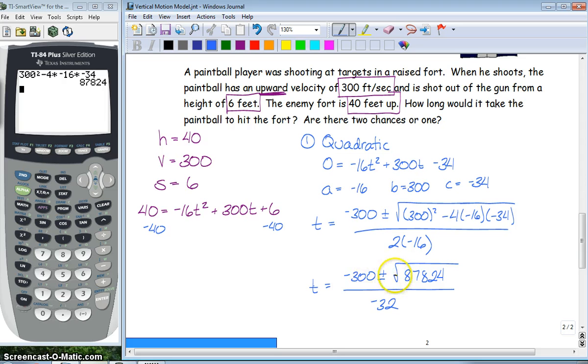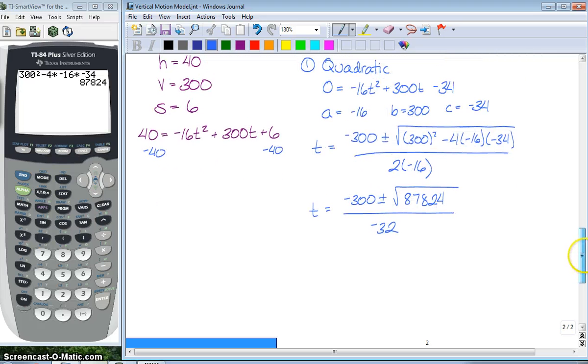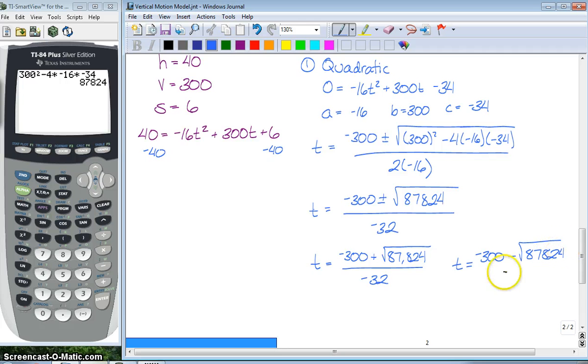From there, this plus or minus tells me I can split this into 2 separate equations. So my first one is going to be t equals negative 300 plus the square root of 87,824 all over negative 32. And then the second equation is going to be t equals negative 300 minus the square root of 87,824 all over negative 32.